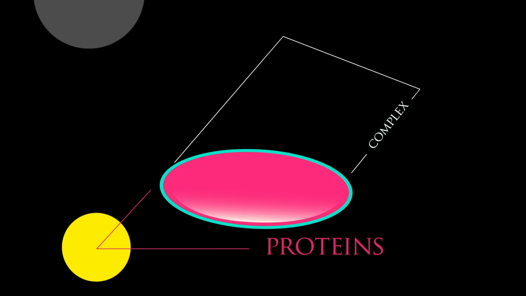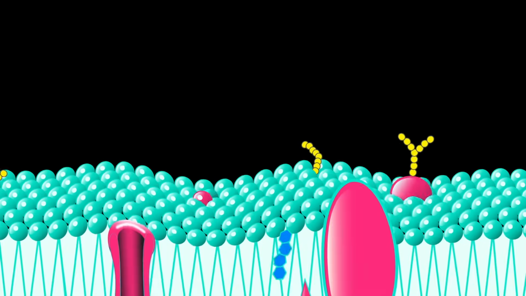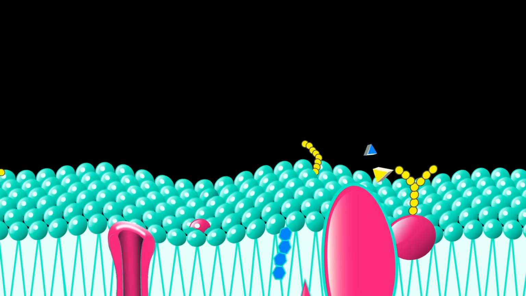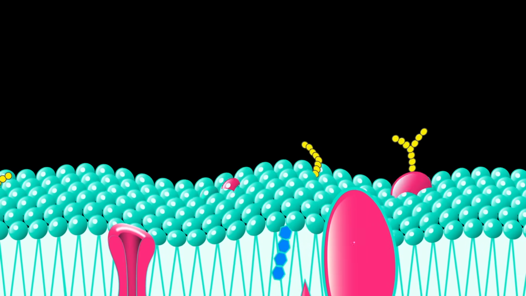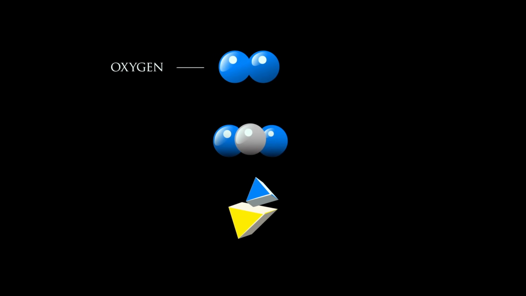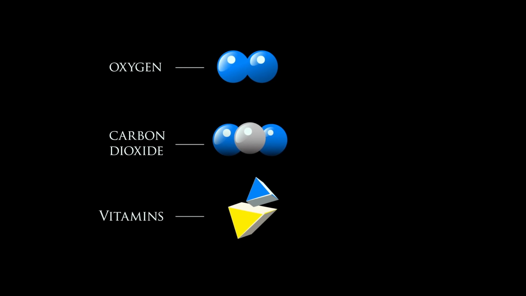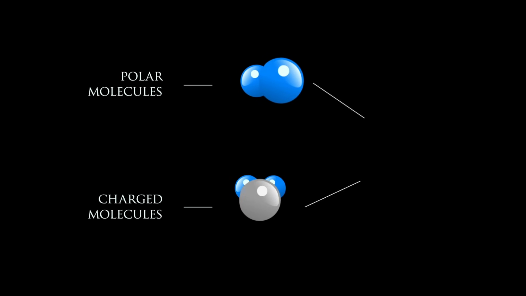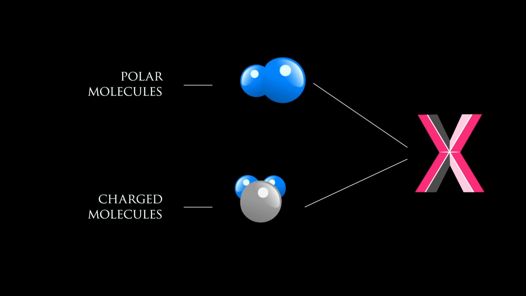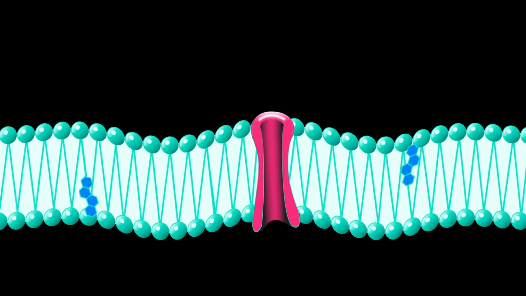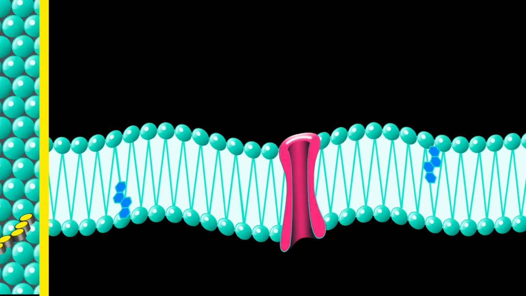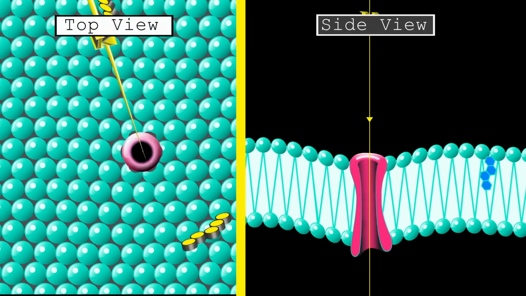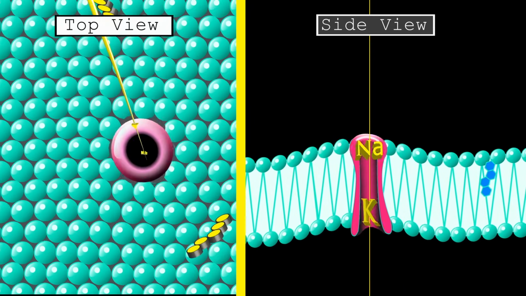The most complex components of the fluid mosaic are proteins. One of their key jobs is to make sure that the right molecules get in and out of the cell. Nonpolar molecules like oxygen, carbon dioxide, and certain vitamins can cross the phospholipid bilayer easily. But polar and charged molecules can't make it through the fatty inner layer. Transmembrane proteins stretch across the bilayer to create channels that allow specific molecules through, like sodium and potassium ions.